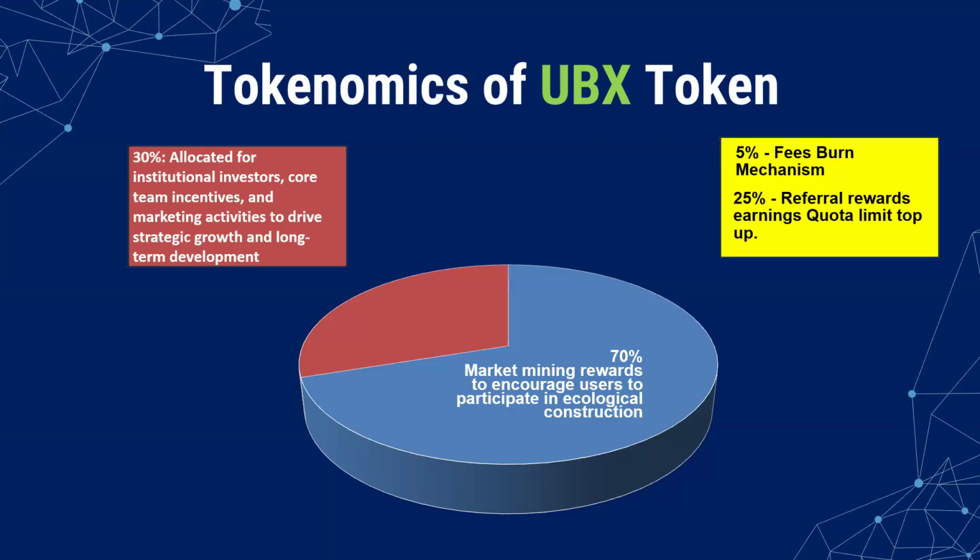For you guys, you should know that there is a quota limit that you need to increase or top up. Every time you do this top up, the amount of UBX used will be burned, and this adds up to a total of 25% of the total supply. So 25% plus 5% is equivalent to 30%. So 30% of the total supply would also be burned, which means that the total circulating supply in the end will be only left with 140 million.